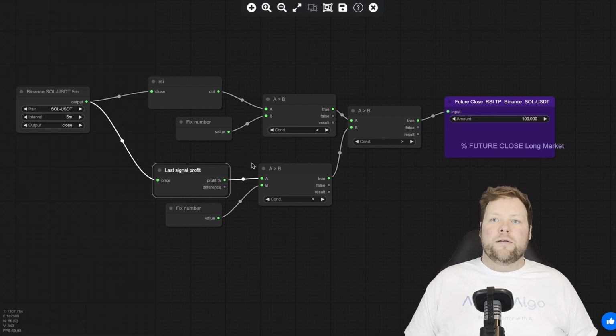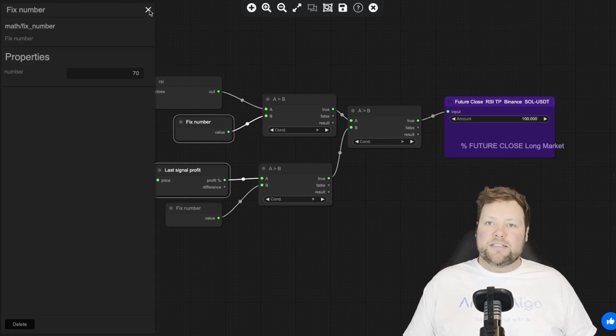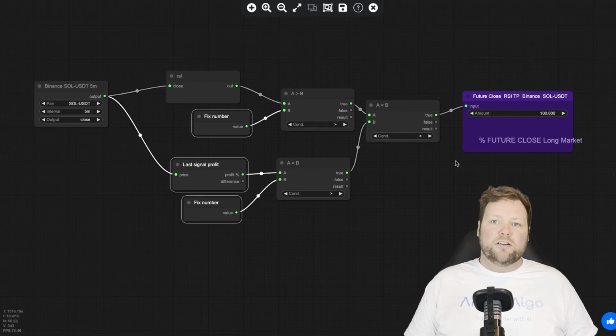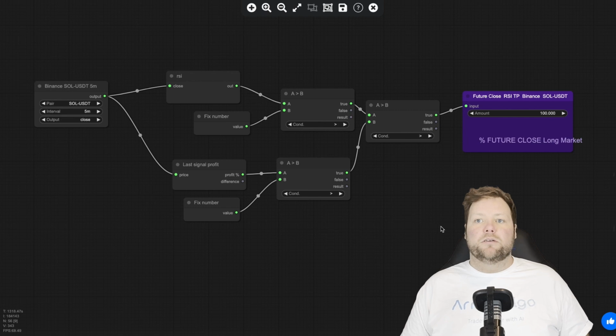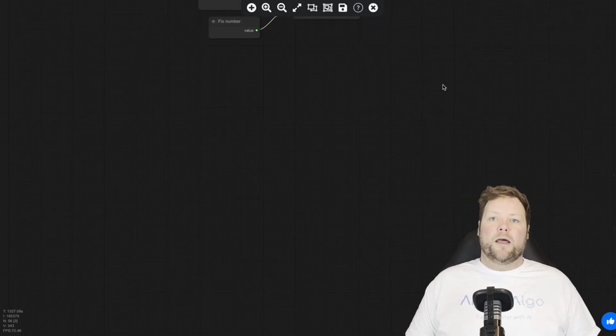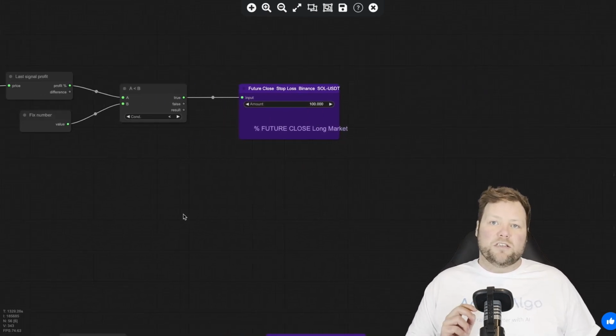In this example, if the 5-minute RSI rises above 70 and the trade's already up more than 5%, then I want to take profit. This is a great example of using the last signal profit block for real exit conditions. Not just sell when the RSI is high, but sell when the RSI is high and you're actually in profit. It prevents premature exits.